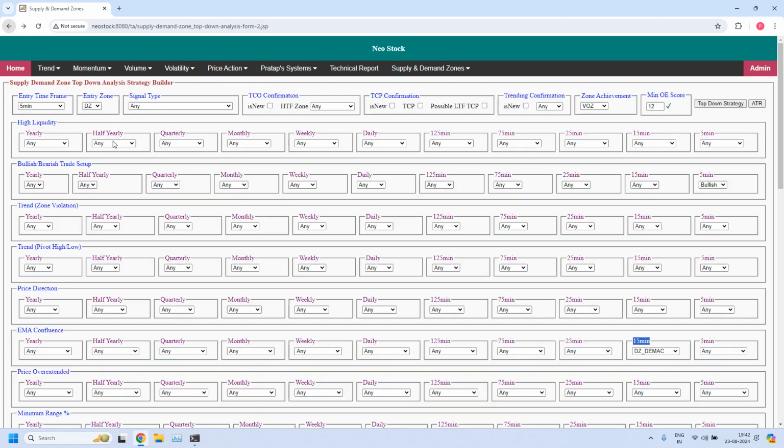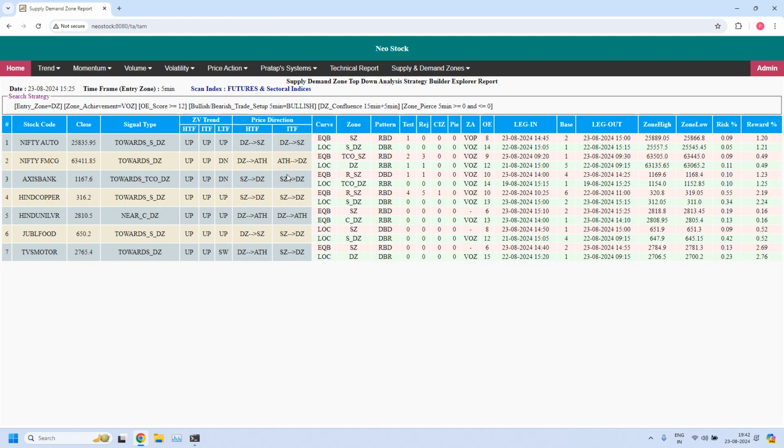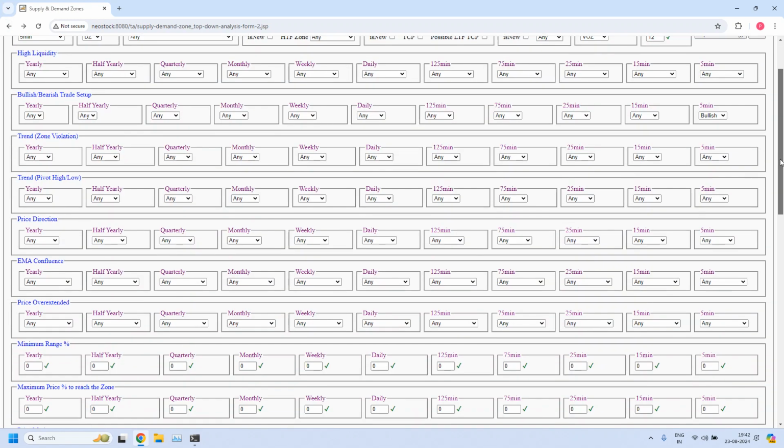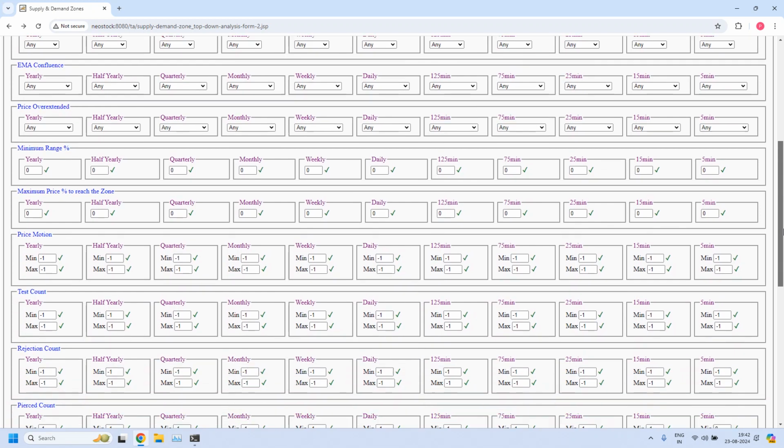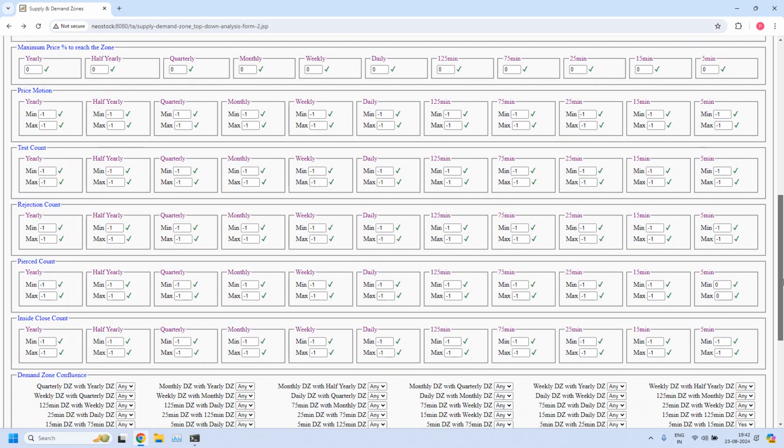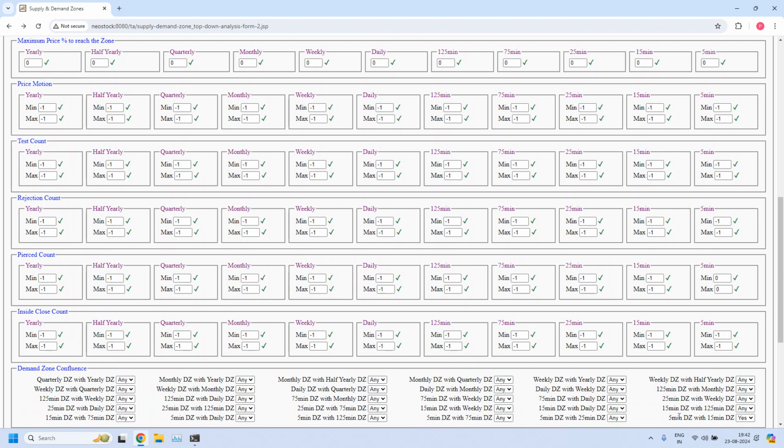Okay, in the next report I am removing the filter. 15 minutes confluence with daily I removed. Now we have only one filter, that is a demand zone confluence with 15 minutes and 5 minutes. Now what I am going to do, HTF confluence also I want to add. Now there is no EMA confluence. We are directly looking into HTF confluence. What is that? 5 minutes and 15 minutes already enabled. Now 5 minutes with 75 is also we are enabling. And now 15 minutes and 75 minutes also we are enabling.